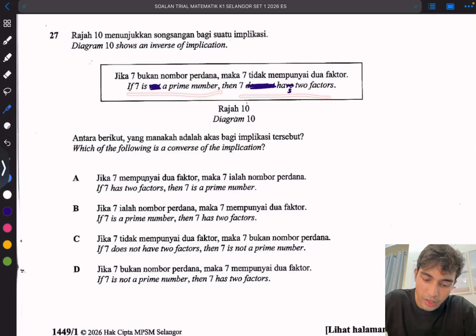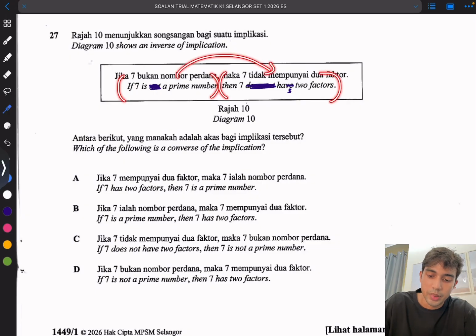They want us to find which of the following is the converse. Converse means you just reverse the P and the Q. So if 7 has 2 factors, 7 will be a prime number. So if 7 has 2 factors, 7 is a prime. Yes.